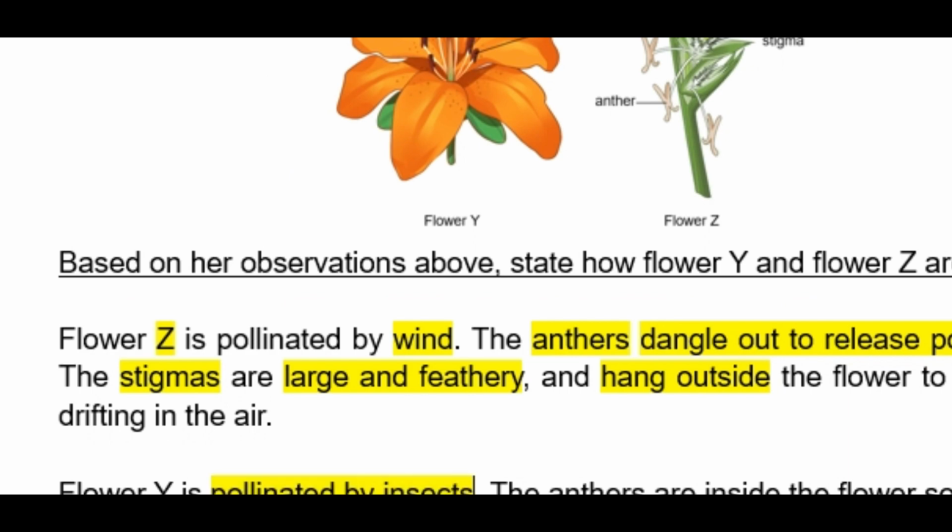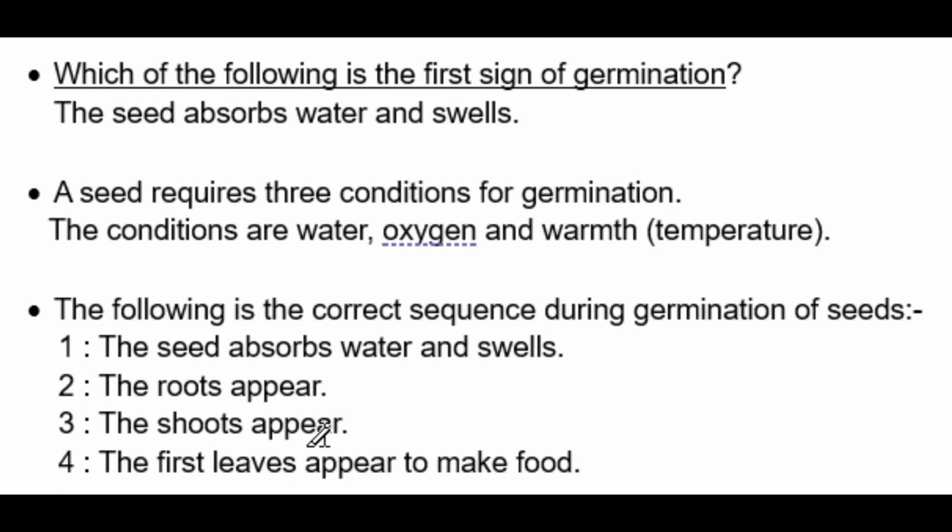Which of the following is the first sign of germination? The seed absorbs water and swells. A seed requires three conditions for germination. The conditions are water, oxygen, and warmth, temperature.